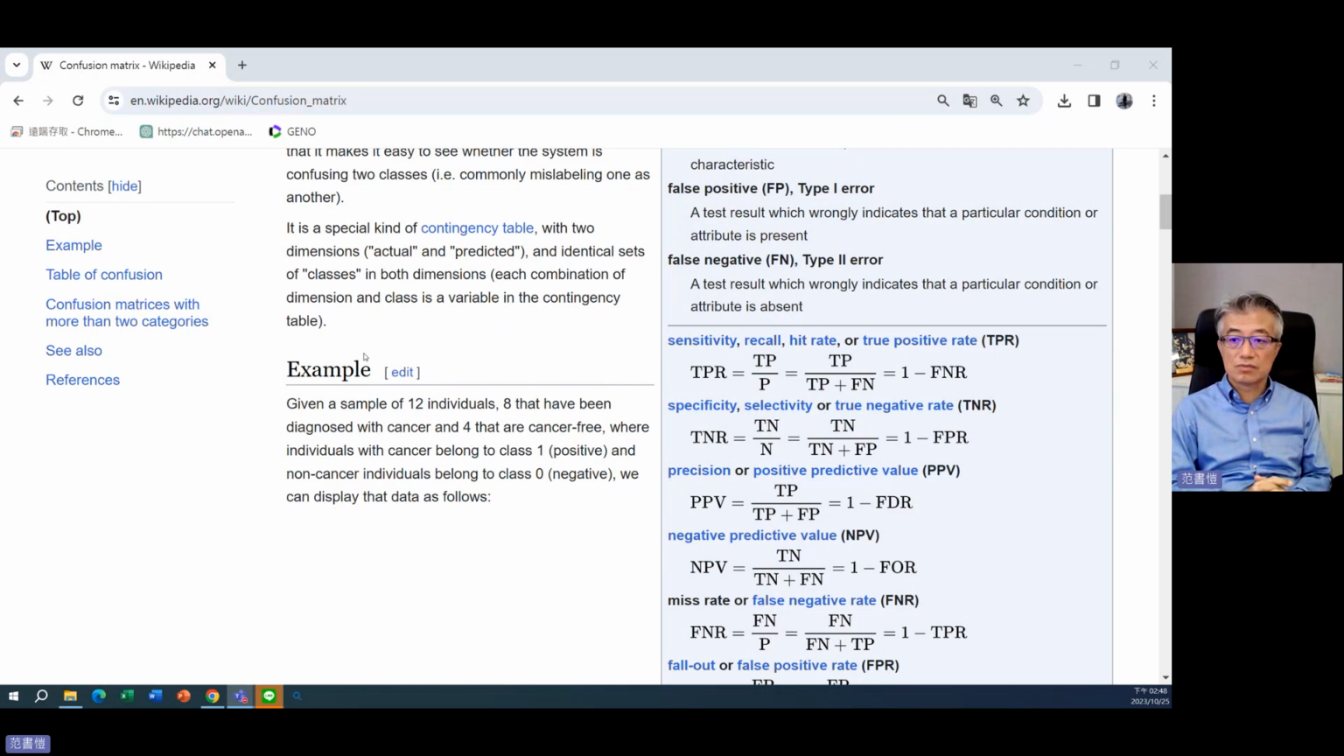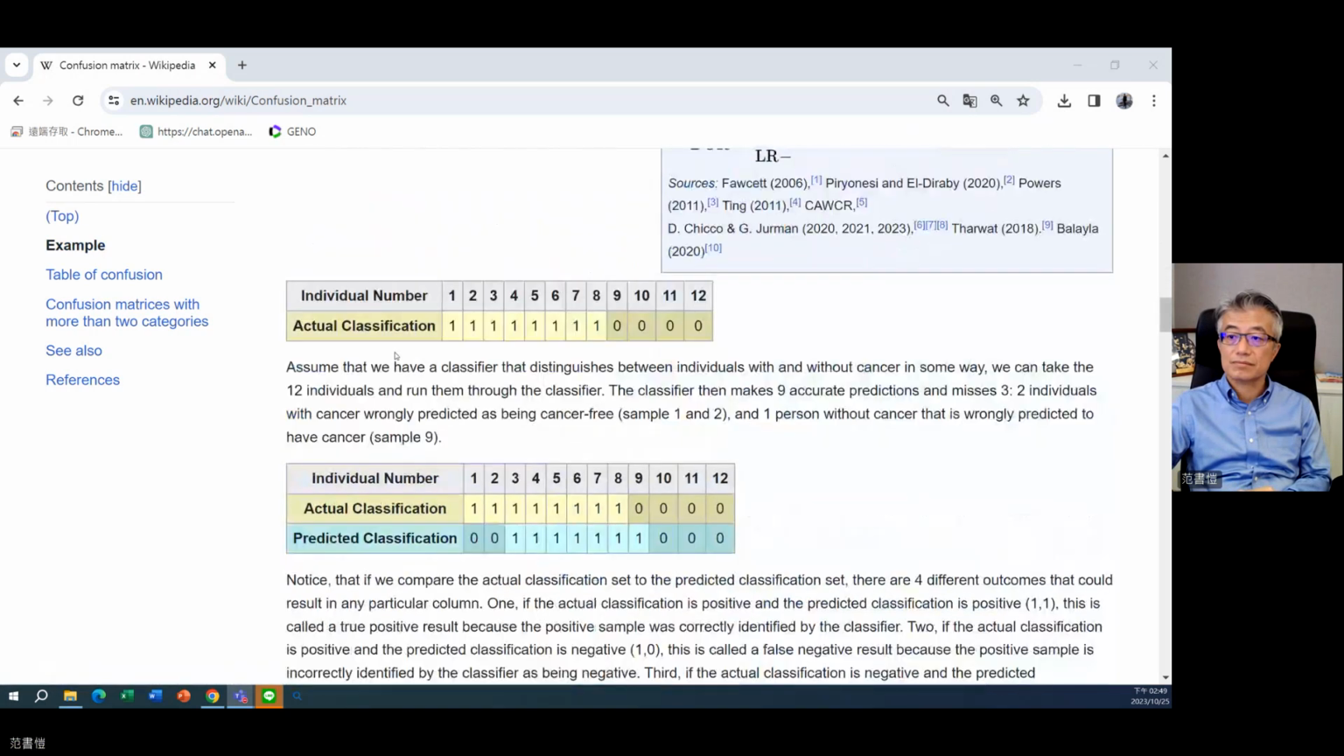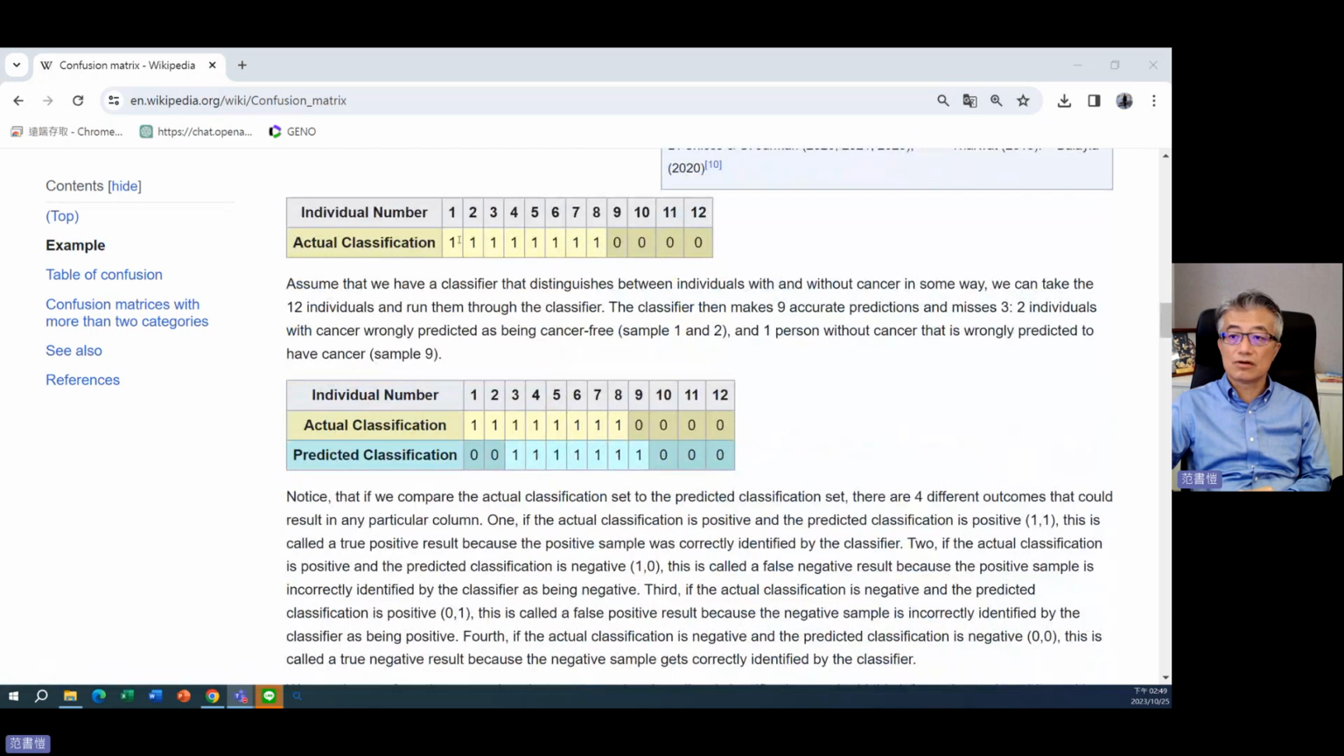Individuals with cancer belong to class 1, called the positive instance, and non-cancer individuals belong to class 0, also known as negative. So this is a binary classification. We can display the data as follows. Of the 12 people, numbers 1 to 8 are positive, so we have 8 positive instances, and the remaining 4 are negative.